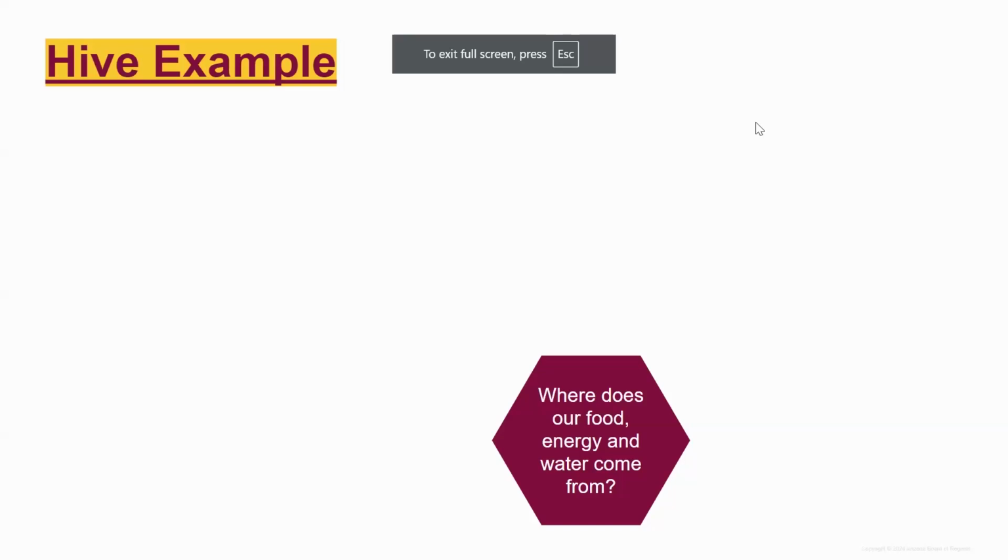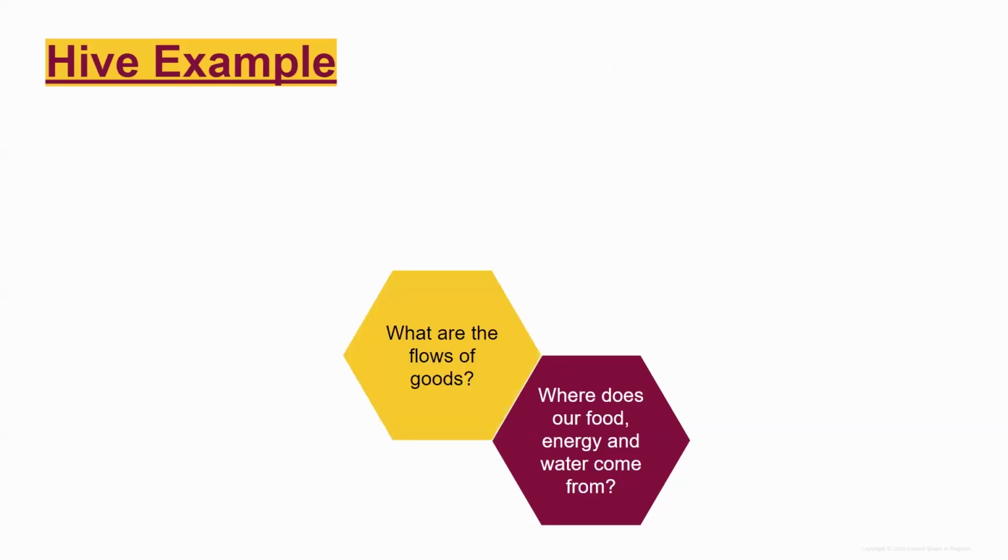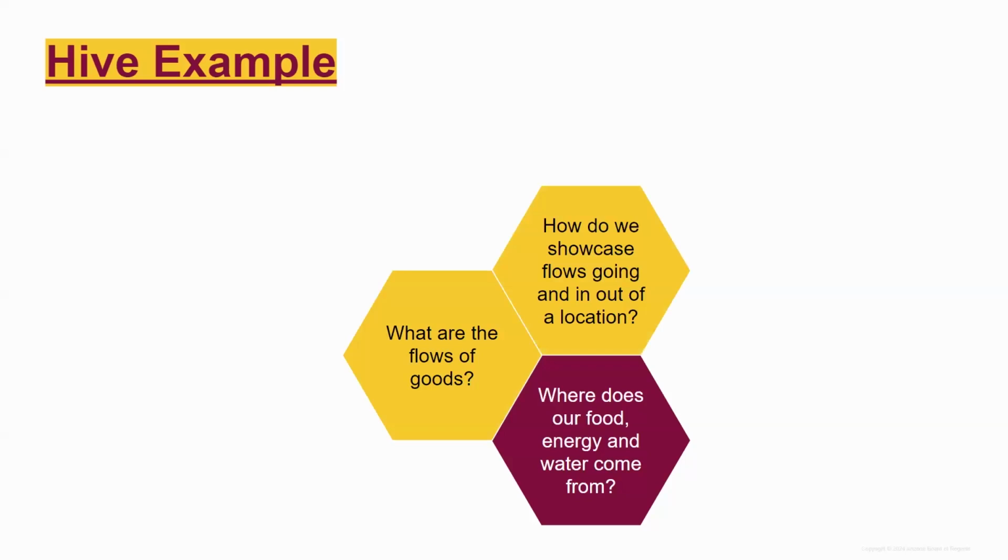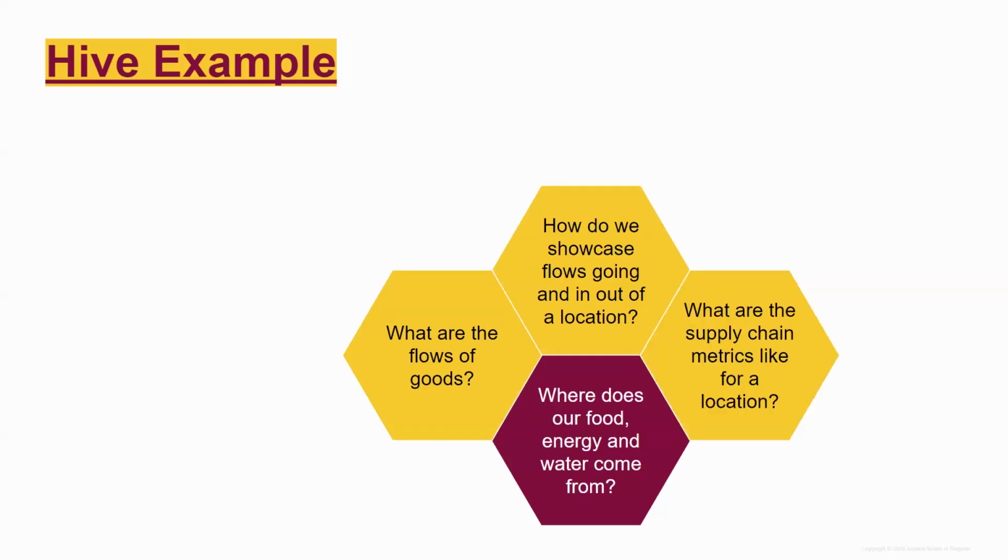The queen bee, where does our food, energy, and water come from? What are the flows of goods? How do we showcase flows going in and out of a location? And what are the supply chain metrics like for a location? Remember, dashboards are a collection of organized data sets that have been aggregated, right?